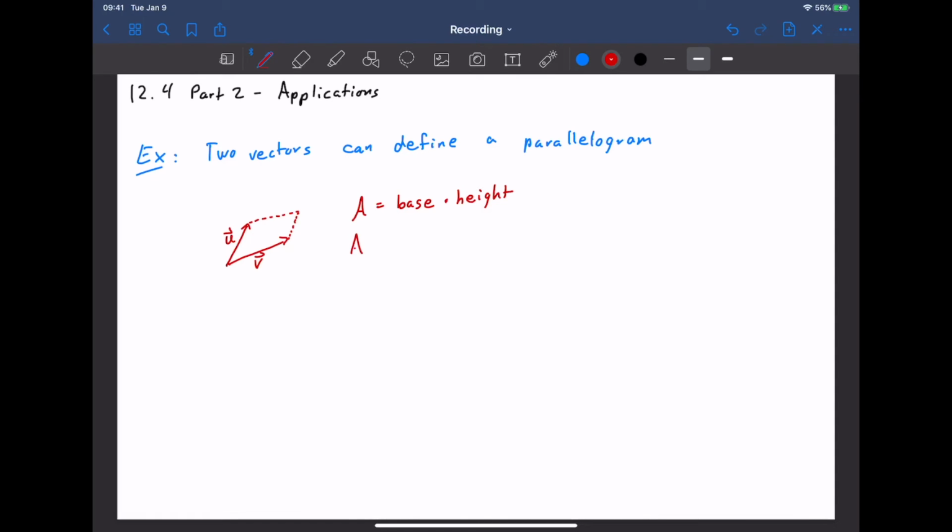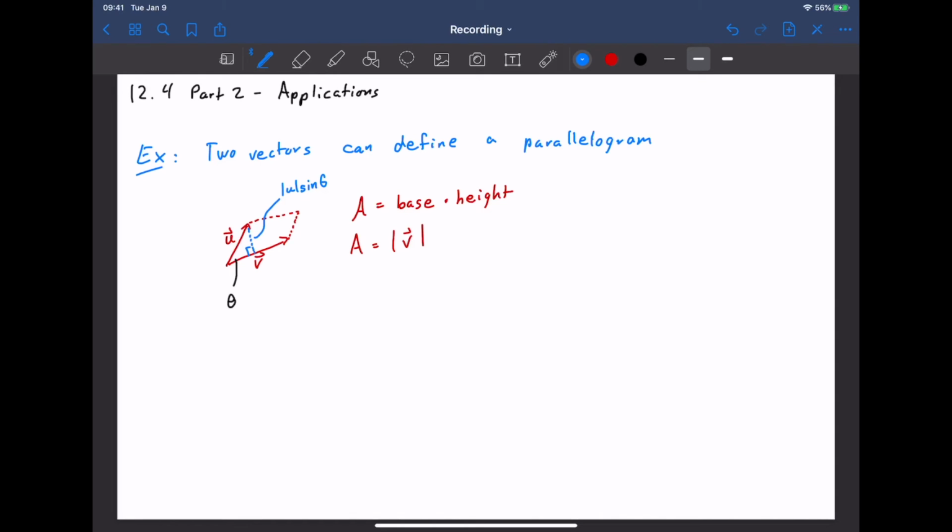Now the base of this one is clear. That would be the size of v. The length of v would be the base. And how do we find the height of a parallelogram like this? We would drop something down that was perpendicular. And then if I knew the angle between the two vectors was theta, that blue line would be the length of u times the sine of theta.